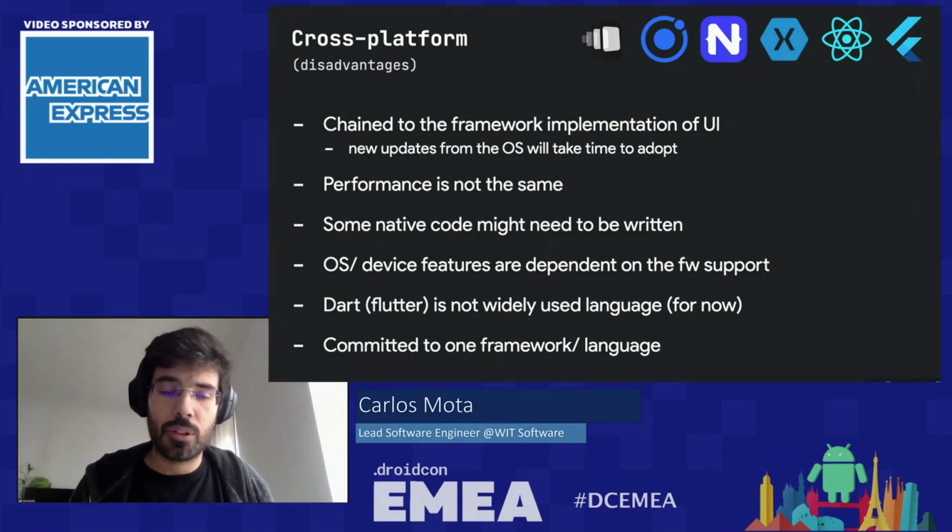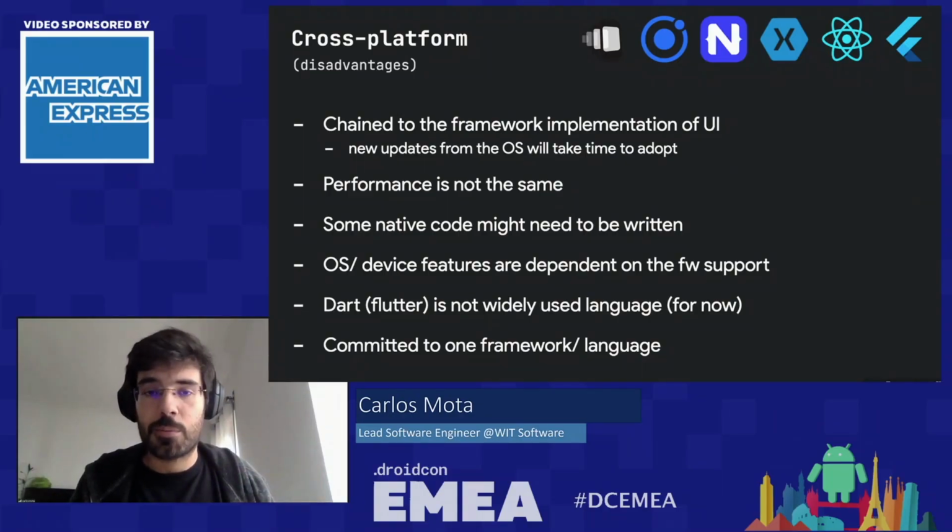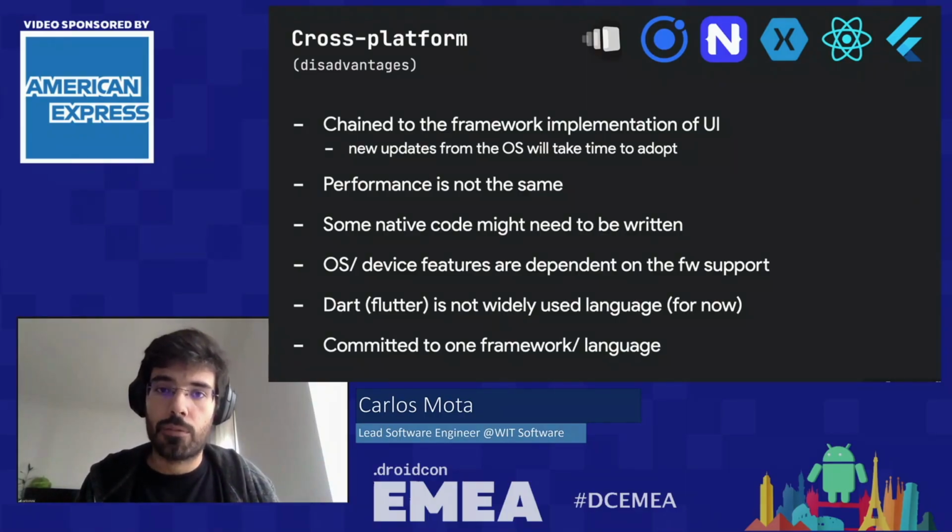Sometimes you need to write native code. Sometimes you need to develop specific features because there was no support from the framework. Dart is not a widely used language for now when you talk about Flutter. And remember that you're committing to a single framework and to a single language. So if you're doing a project for the next 10 years, you're going to use the same framework for the next 10 years. And this means that if for some reason someone decided to stop developing the framework, what will happen next? Are you going to rewrite your application? Are you going to develop the framework? These are things that you need to think about before choosing a cross-platform solution.